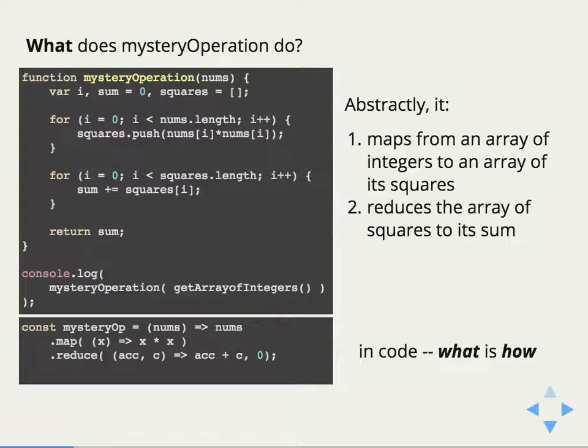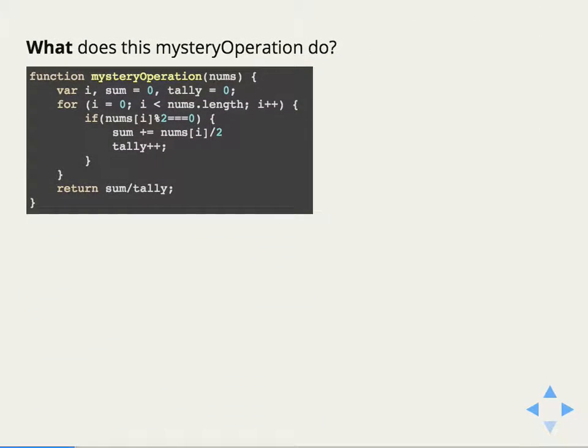So this is one of the goals of declarative style programming, of which functional is like a sub-paradigm of declarative, is to take a look at our code where what is the same as how. Now, so let's look at another one.